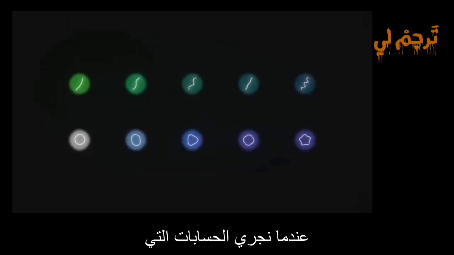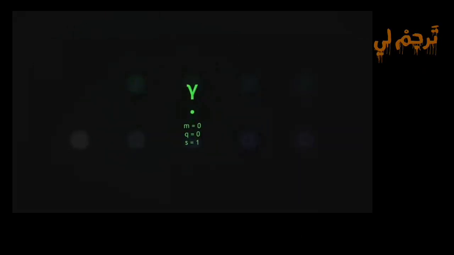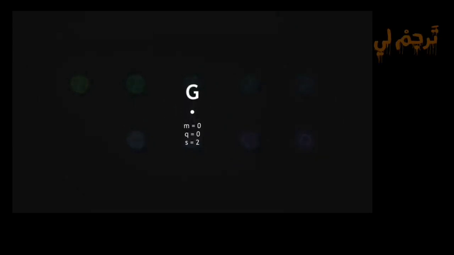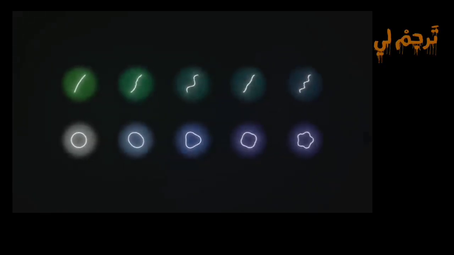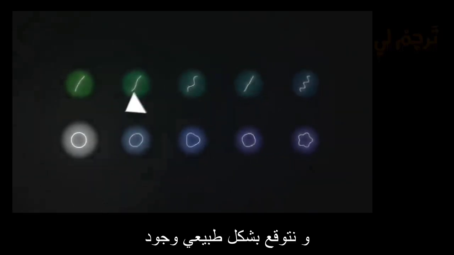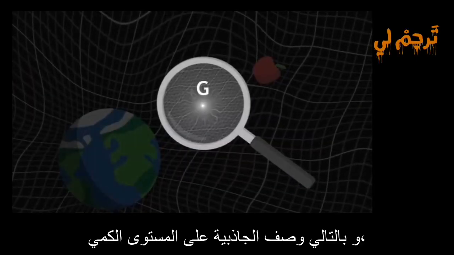When we perform the calculations, we discover in particular that some strings behave like photons, and better still, some like gravitons. Starting from the sole principle that particles are tiny strings with tension, we already explain why there are different types of particles. And we naturally predict the existence of the graviton, thus describing gravity at the quantum scale.